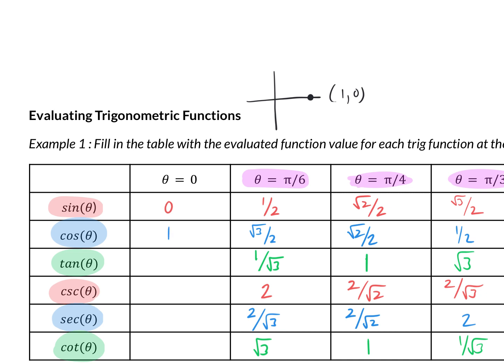And then tangent is my y value over my x value, or 0 divided by 1, which is going to end up giving me 0. Okay?